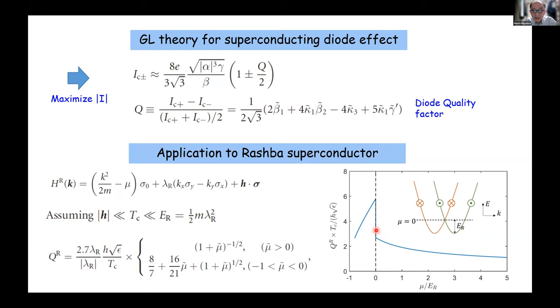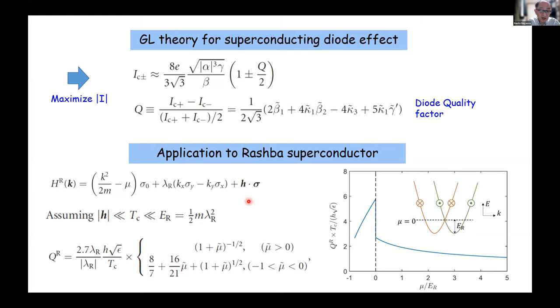So near this crossing point, our Ginzburg-Landau theory breaks down. This discontinuity is an artifact of our Ginzburg-Landau theory, but except for that very narrow region, this behavior should be okay. And then we have this maximum near the band crossing point, and it decreases as you increase the chemical potential measured from this band crossing point. Asymptotically, it should approach mu to the minus one half in this regime. So these are predictions from the Ginzburg-Landau theory, putting in the expression of this coefficient derived from this Rashba Hamiltonian.